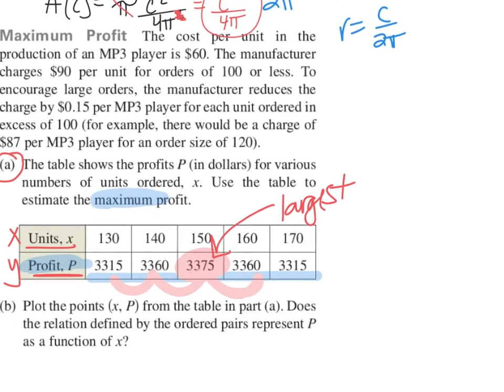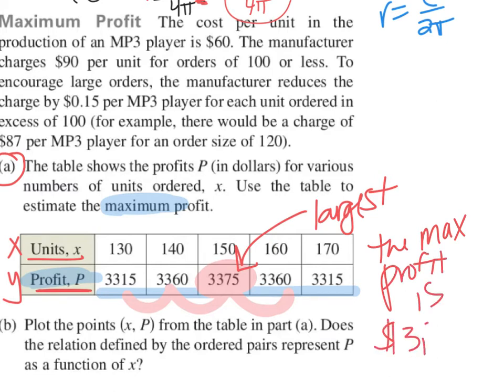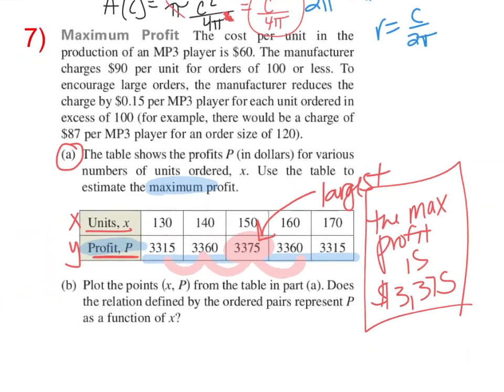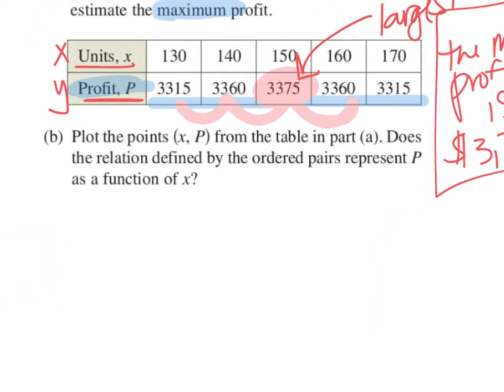So to estimate the maximum profit just by simply looking at this table, the max profit is $3,375. That's all that's asking you for. So just reading a table, knowing what that information represents. And then letter B, plot the points from the table. Does the relation defined represent a function?